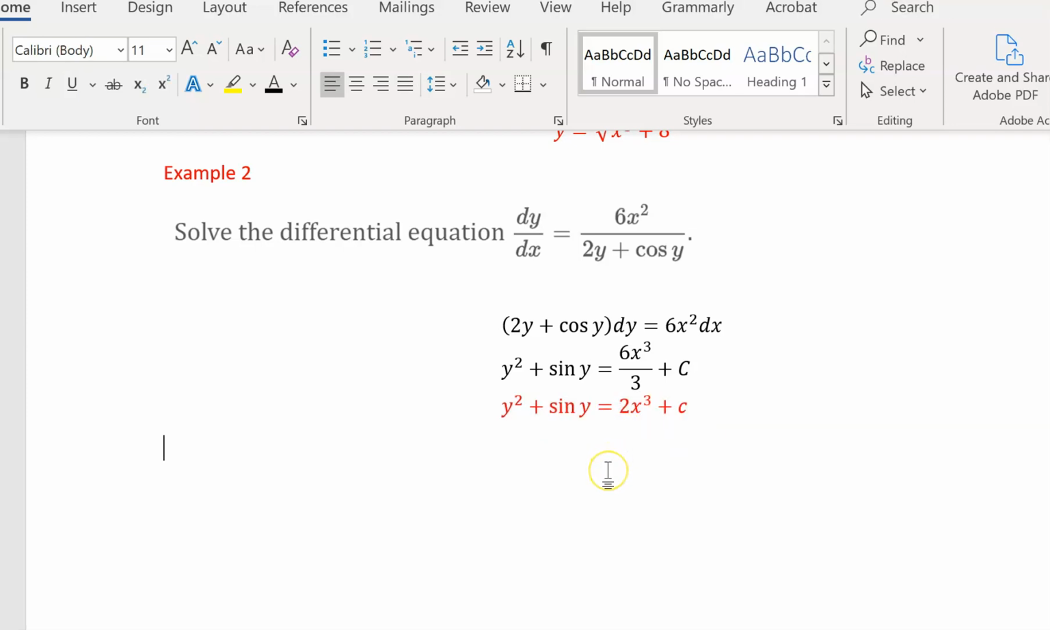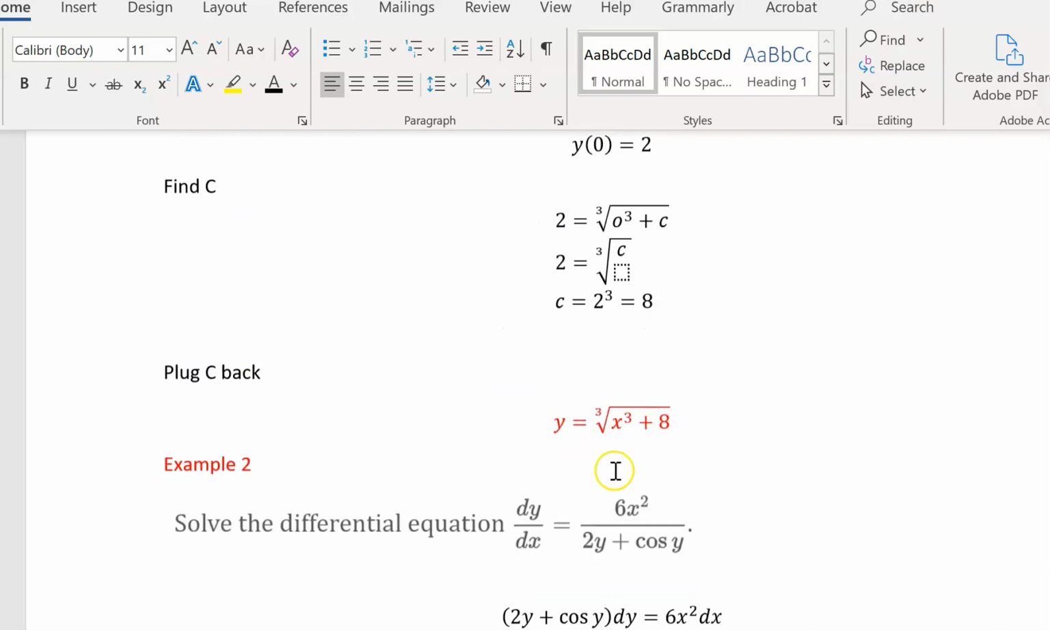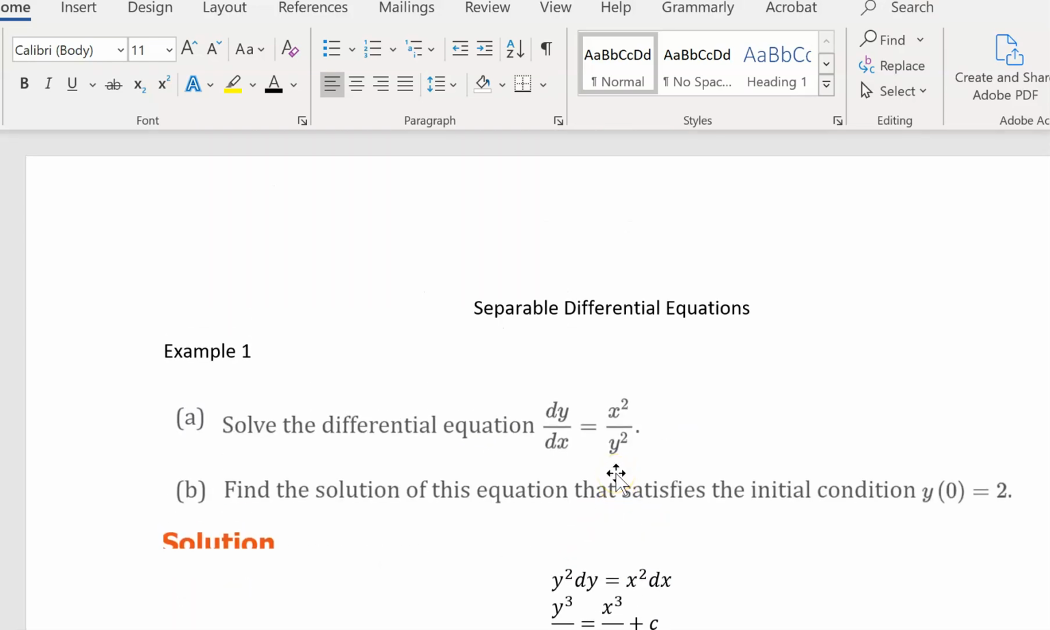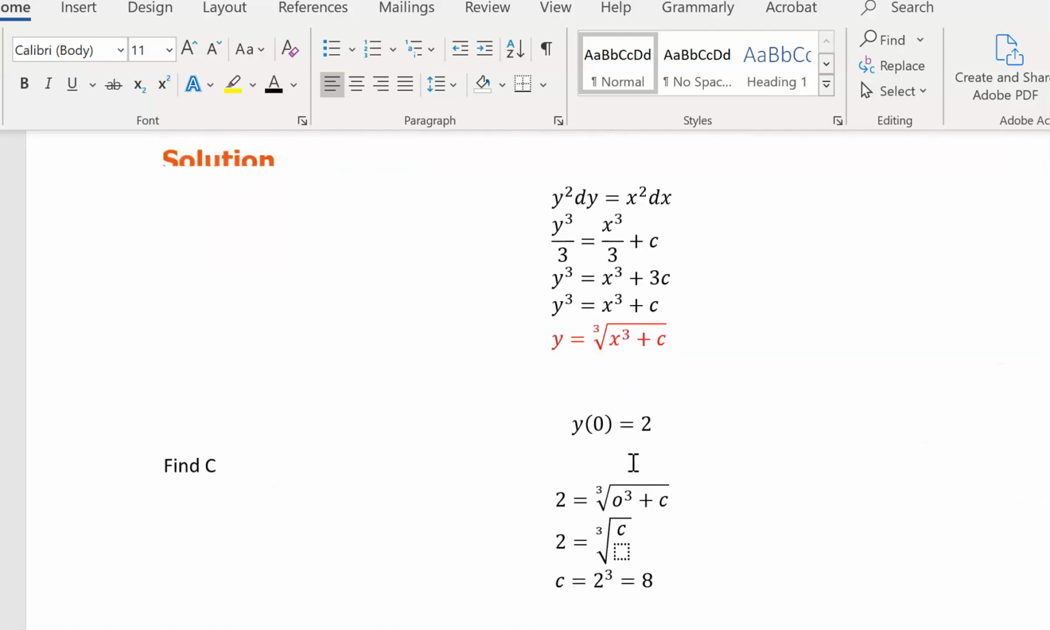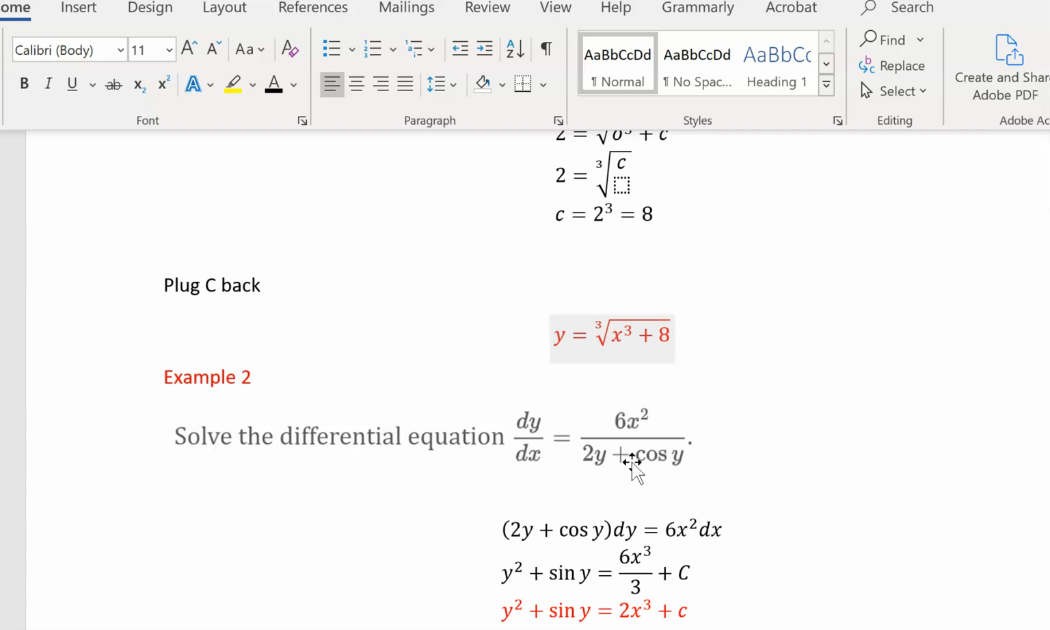Alright, so that's a very short video on separable equations. These are equations that can be separated, so the variables can be separated, and what you do is you separate the variables and you integrate both sides, the y and the x.